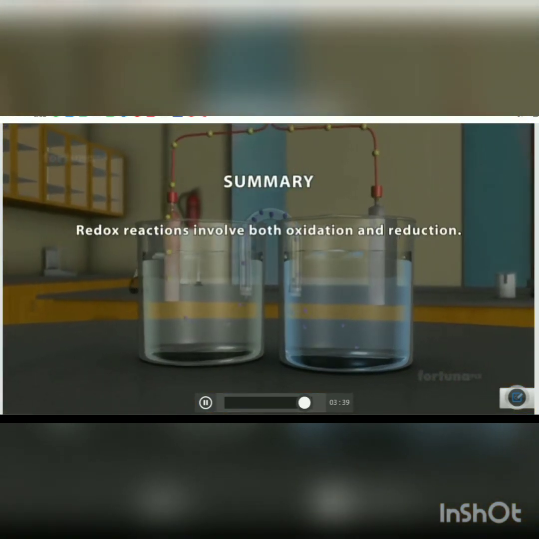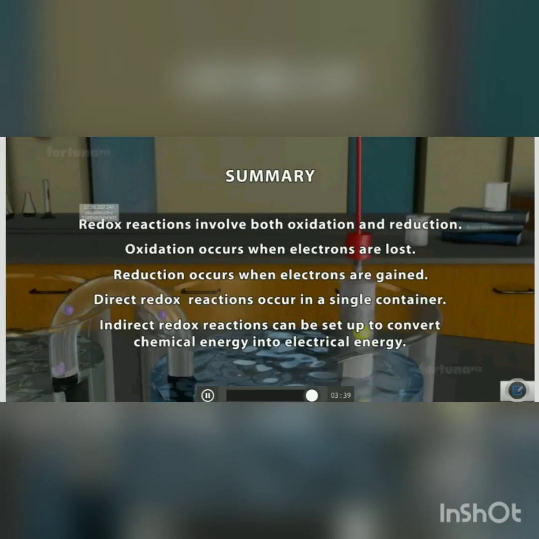Now a quick recap in the form of summary. Redox reactions involve both oxidation and reduction. Oxidation occurs when electrons are lost. Reduction occurs when electrons are gained. Direct redox reactions occur in a single container. Indirect redox reactions can be set up to convert chemical energy into electrical energy.